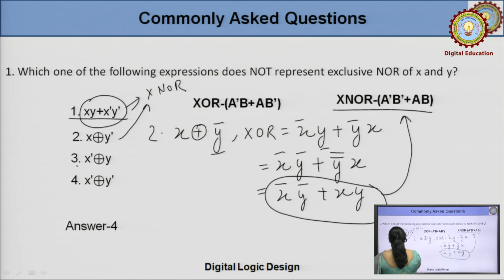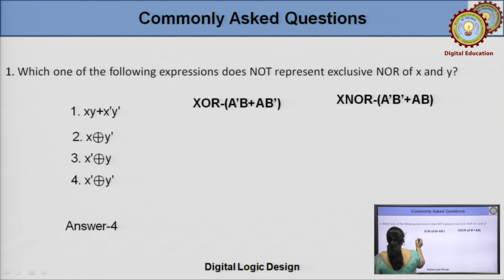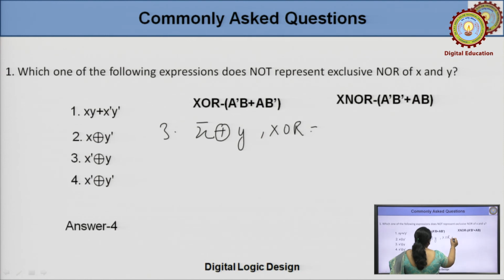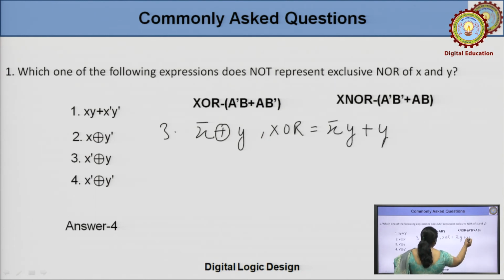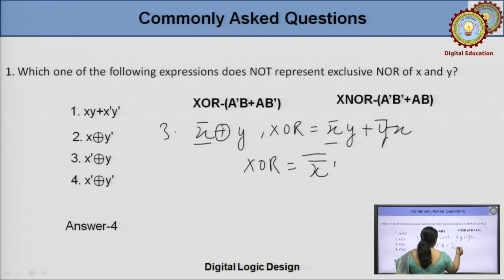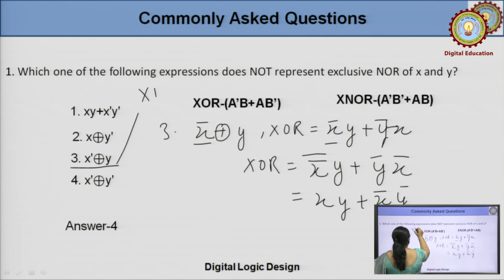Then moving to the third option. It is X bar XOR Y, and XOR is X bar Y plus Y bar X. Now put X bar in this, so it becomes X bar bar Y plus Y bar X bar. So it becomes XY plus X bar Y bar. So the third option is also true, it is also XNOR.